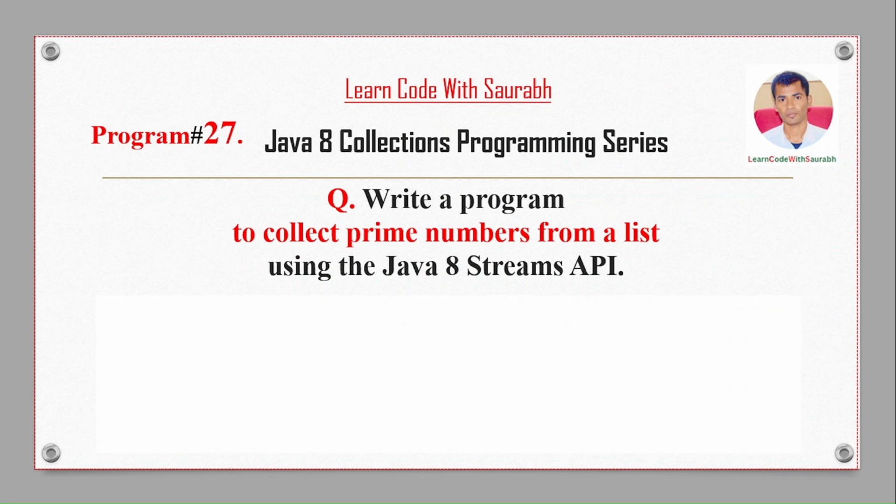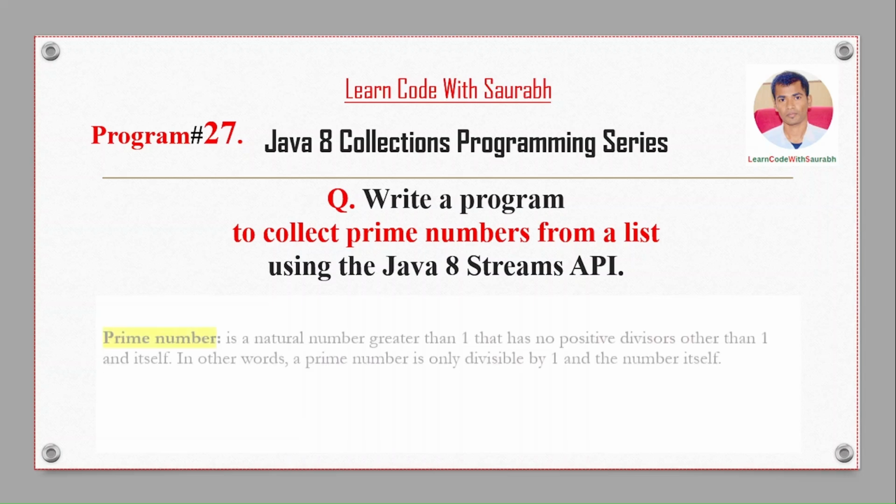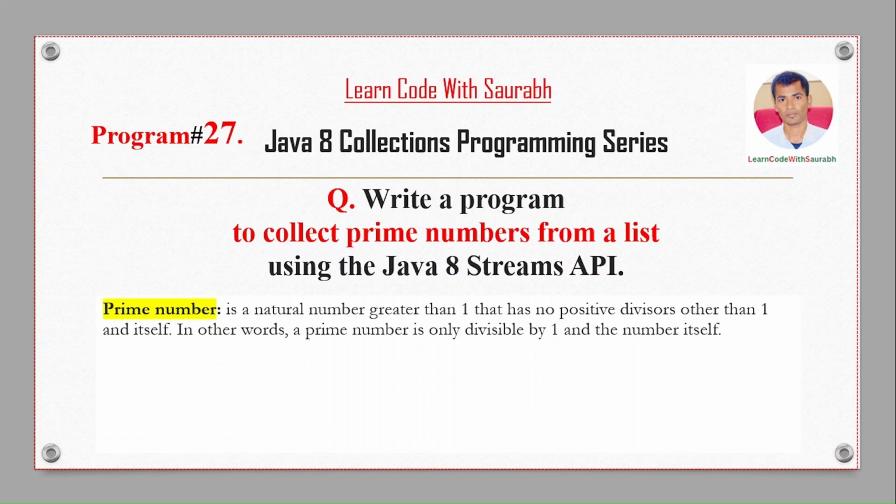Today I'm going to show a program to pick prime numbers from a list using the Java 8 Stream API. So basically, a prime number is a natural number which is greater than 1 that has no positive divisors other than 1 and itself. In other words, a prime number is only divisible by 1 and the number itself.